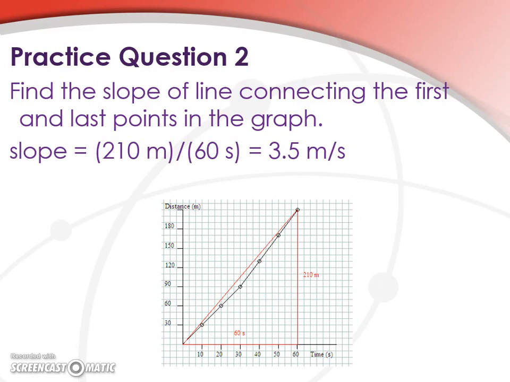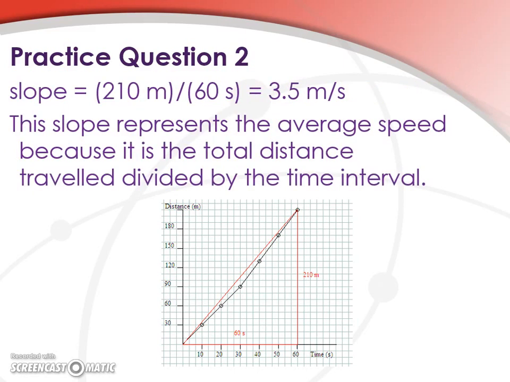So what's that 3.5 meters per second? Well, that's the average speed, right? So across that 1 minute, she traveled 210 meters. We can calculate her average speed very easily. Total distance traveled divided by the time interval.